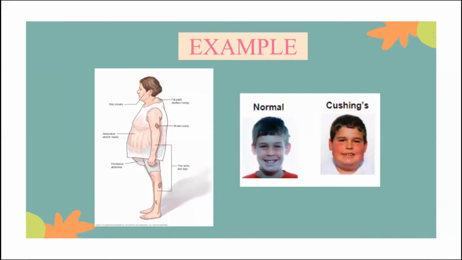Next. So this is an example of a person with Cushing syndrome. You can see on the left, there is fat deposition at the abdomen area and also at the back of the neck. And on the right, we compare the face of a normal person with a Cushing syndrome person. When they have Cushing syndrome, they have a very big round face and also very red cheeks.